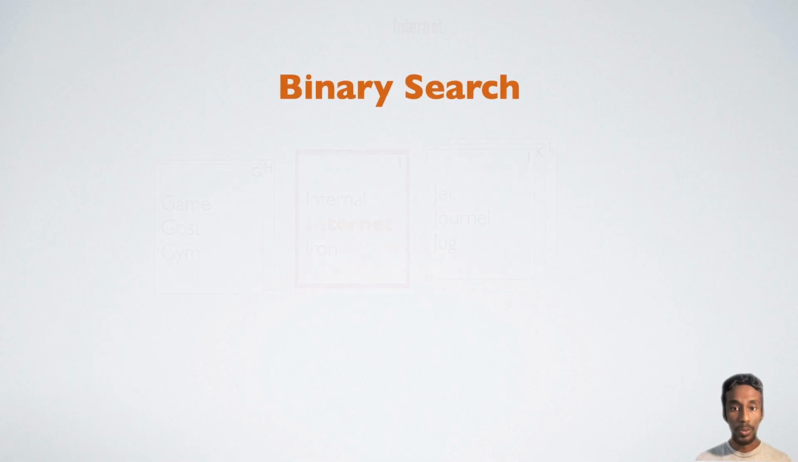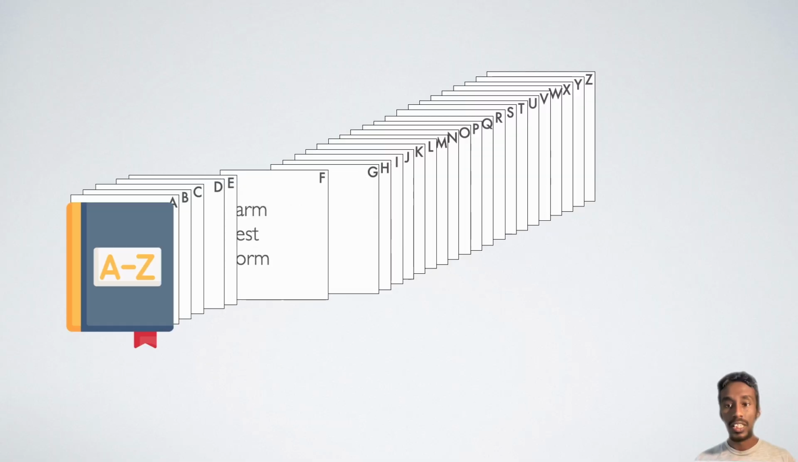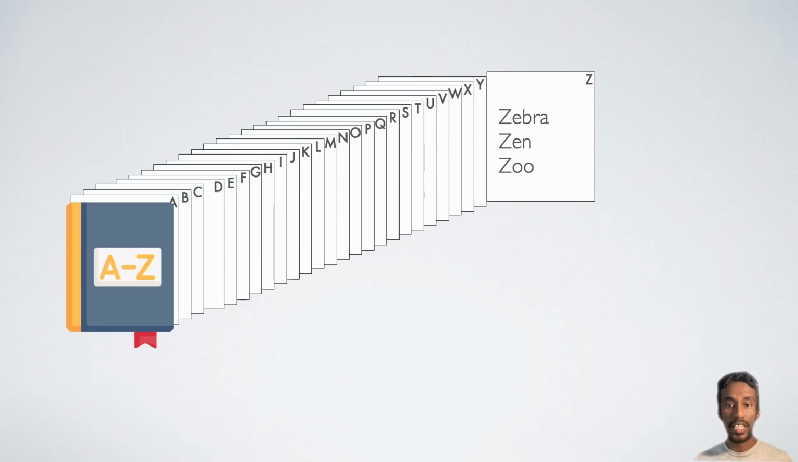But why is it so important? In computer science, every time you flip a page is considered an operation. The fewer operations you have, the more efficient your algorithm is. Imagine you are searching for a word in a dictionary by flipping through every single page. In the worst case scenario, you will end up on the last page where the words begin with Z. In a sequential search algorithm, the worst case complexity would be the number of pages in a dictionary. This is referred to as linear time complexity.